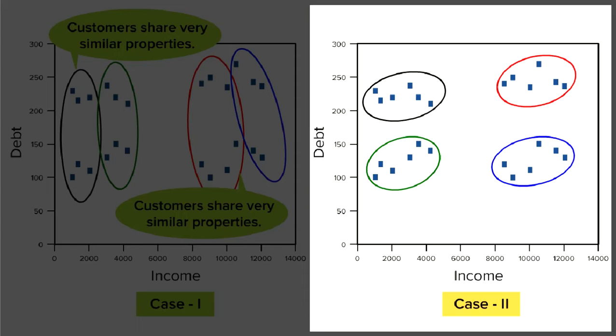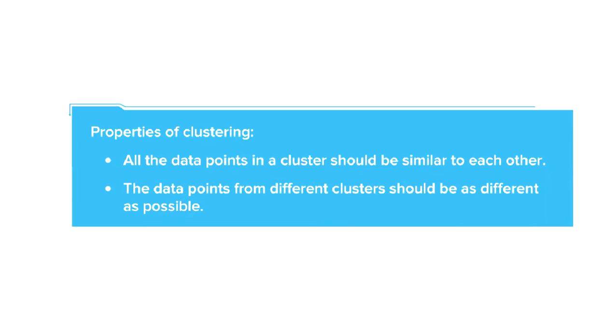Whereas if you look at case 2, points in the red cluster are completely different from the customers in the blue cluster, as all the customers in red cluster have high income and high debt, and customers in blue cluster have high income and low debt value. So, clearly in case 2, we have better clustering of customers. Hence, data points from different clusters should be as different from each other as possible to have more meaningful clusters. So these are the properties which a cluster should follow.